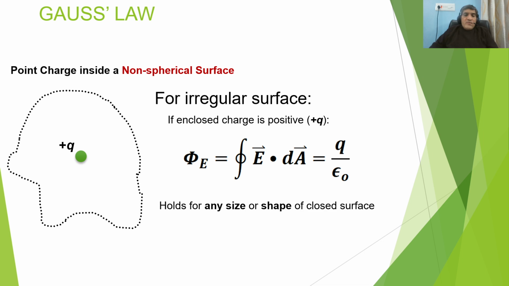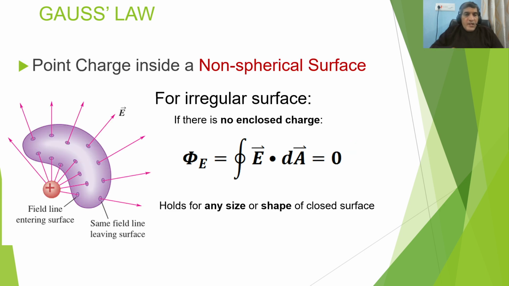Now here we need not discuss much, as we have already discussed this in a very broad manner. Basically, if we have a minus q charge, then the answer comes out in the form of minus q enclosed upon epsilon naught, if the enclosed charge is negative. This formula holds for any shape and size. So if the charge is positive, it is q enclosed upon epsilon naught, and if the charge is negative, it is minus q upon epsilon naught. So here is again a point charge inside a non-spherical surface.